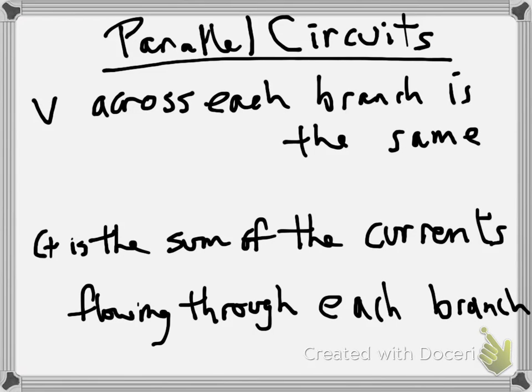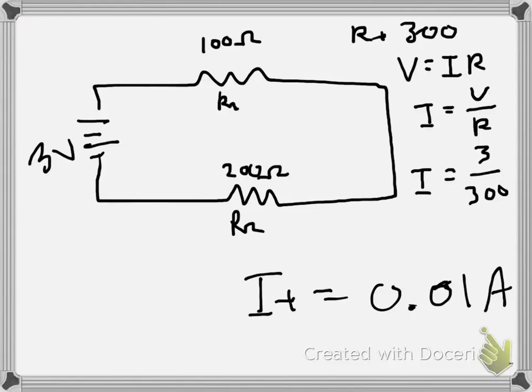Now we're at parallel circuits. The voltage across each branch is the same, and the total current is the sum of all the currents flowing through each branch. We know that the resistance total is equal to 300, and we can use Ohm's law to find the current total. So the current is equal to voltage over resistance, and current equals 3 over 300. So the total current becomes 0.01 amps.